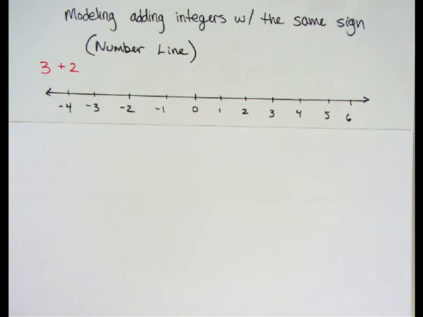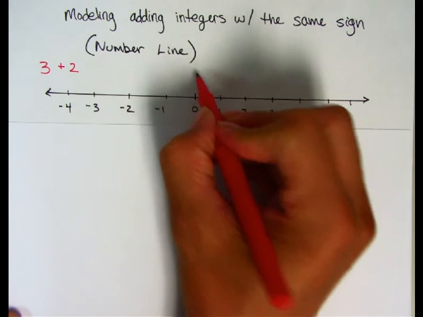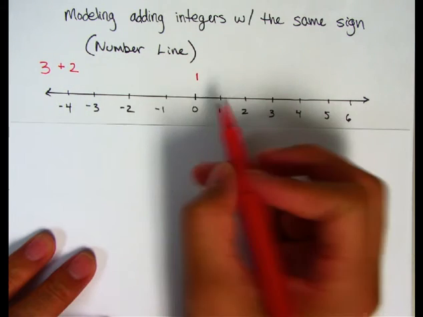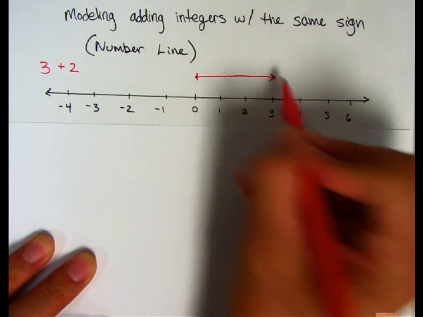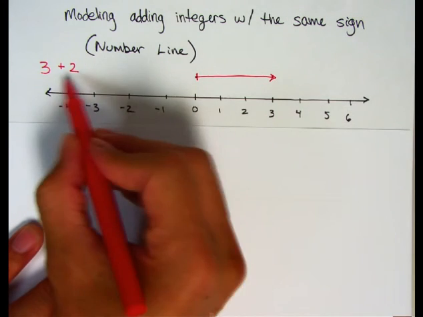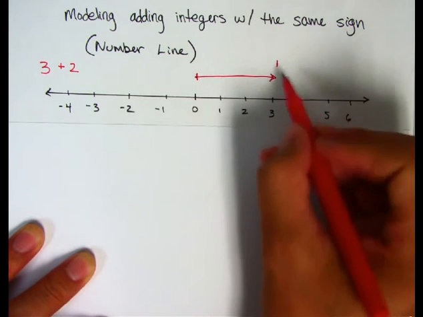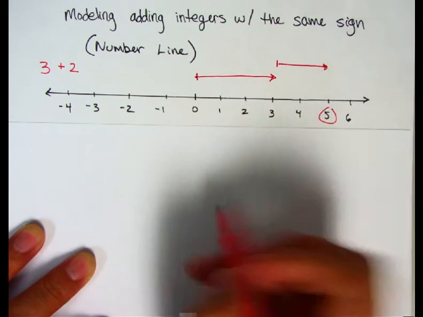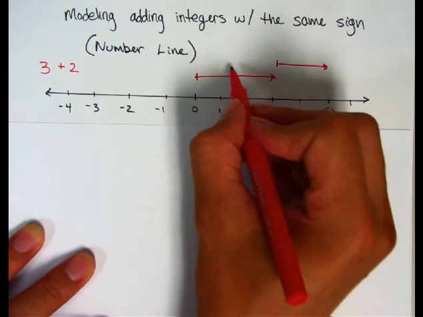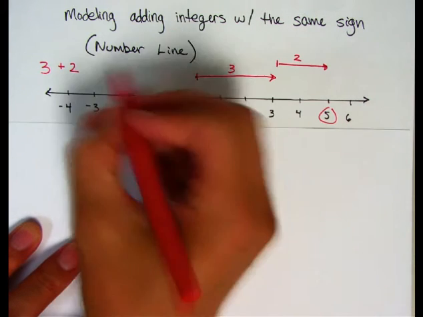Now I'm going to model it using a number line. So we start at 0, and the first number I have is 3. So I'd go over to 3. So 1, 2, 3. I stop right there. 3, and then I add another 2. So I start here where I left off, 3, and I add 2 more. And I end up with my answer, which is 5. Okay, so I'm adding 3 and 2. Both are positives. My answer is 5.